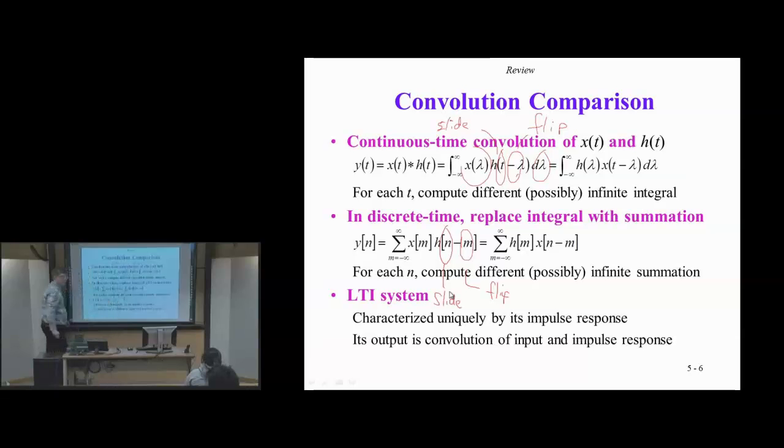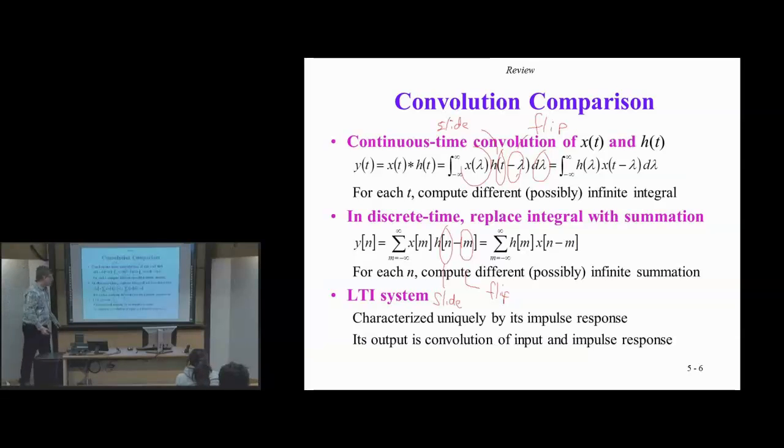Outer variable, discrete time index n. I can hold x in place and flip and slide h about x. But again, in filtering, we're going to prefer the second version, which is keep the impulse response in place and flip and slide the input about the impulse response. For each value of discrete time variable little n, we would compute a different and possibly infinite summation. Again, lots of tedious calculations, generally speaking, here.